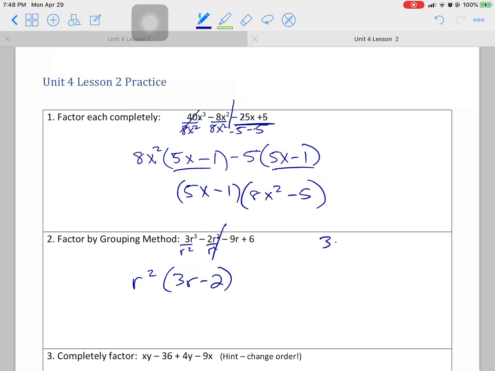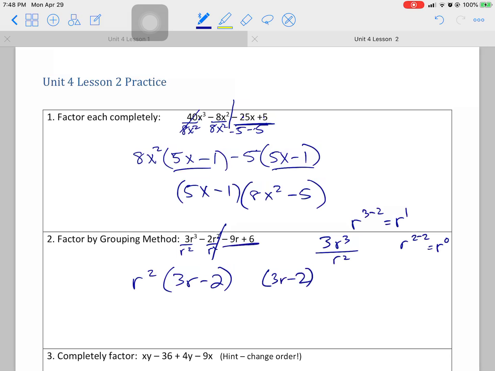Think about that. 3r to the third over r squared. That's r to the 3 minus 2 equals r to the 1, or just plain r. Okay? So that's what goes here. And then the r squared minus r squared is r to the 0, or 1, or no r's left. Okay? And go over here and write 3r minus 2.